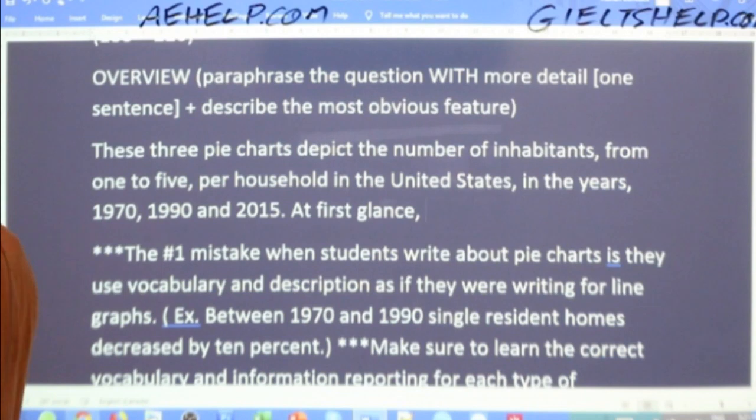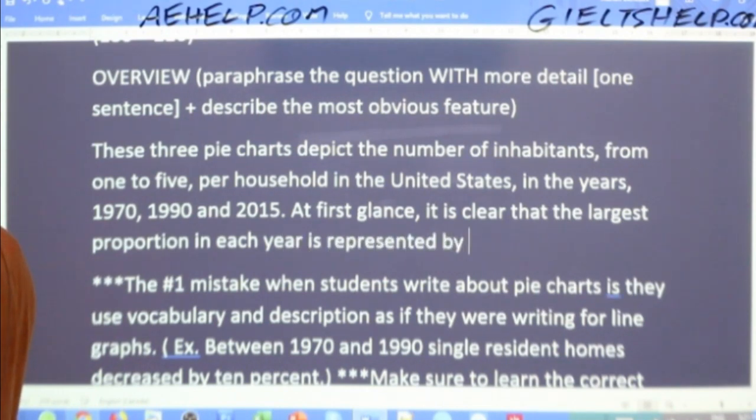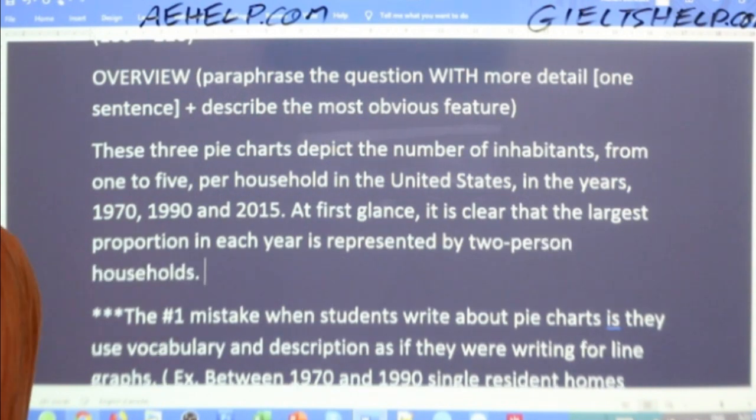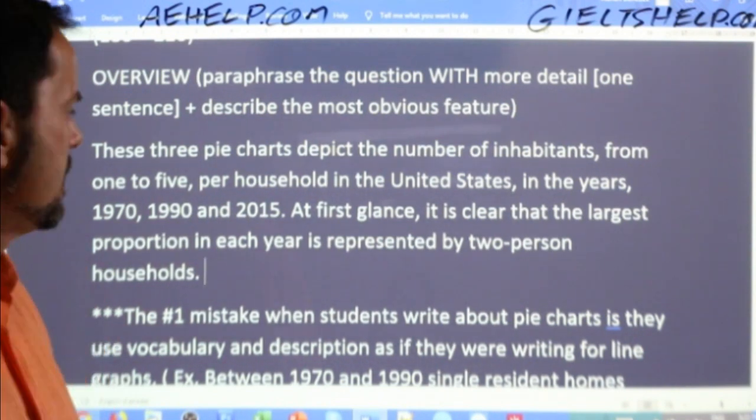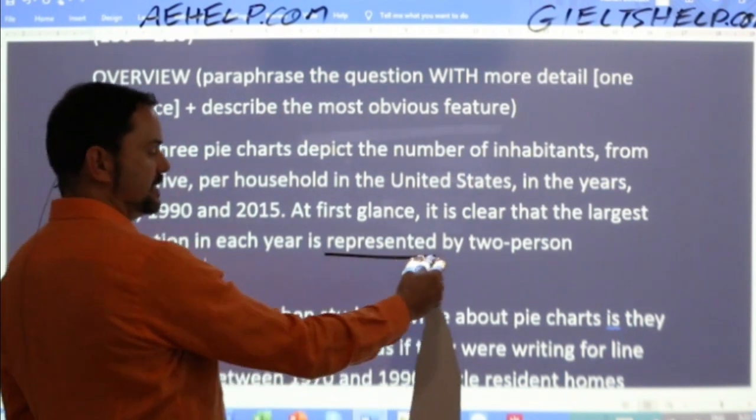So at first glance, it is clear that the largest proportion in each year is represented by 2 person households. Okay? So that's it. And one of our members, I think, was asking, how do I write for pie charts? So these are some key words to focus in on. Proportion, represented, okay?